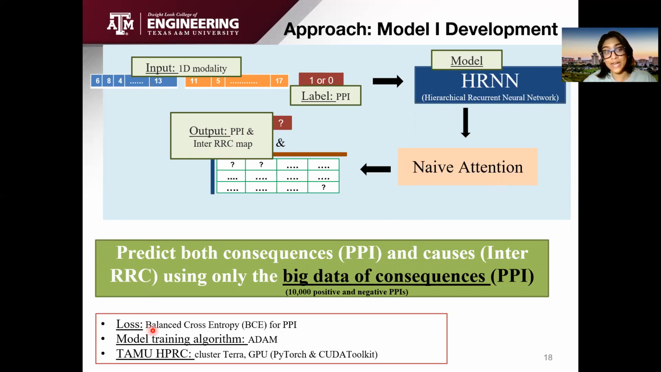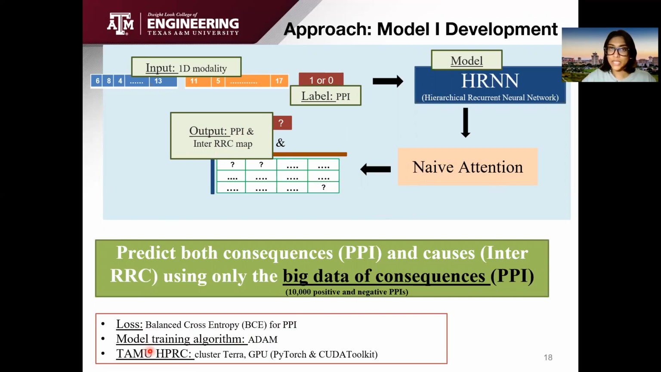The loss is described as balanced cross entropy, BCE loss, for PPI, because our label is PPI. Model training algorithm: Adam. For the training environment, we have used the ANM high performance research computing facilities, cluster Terra.